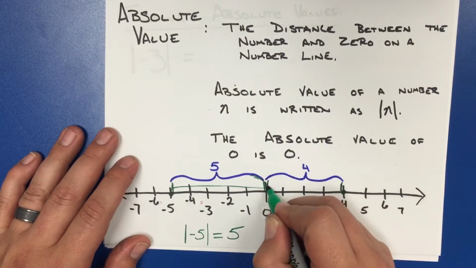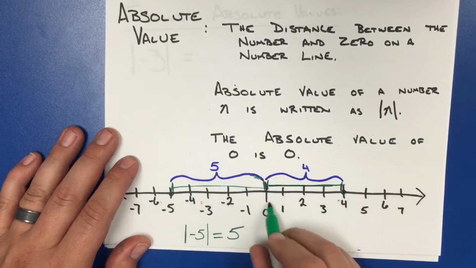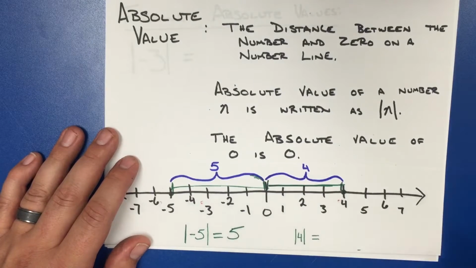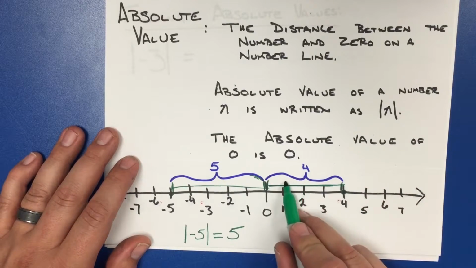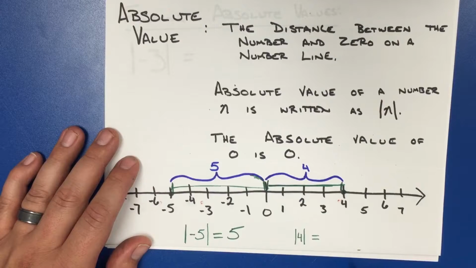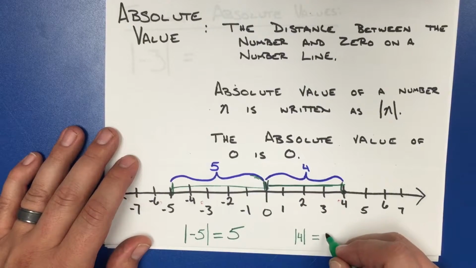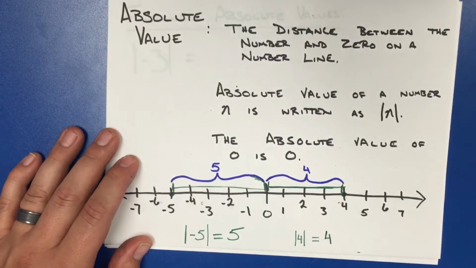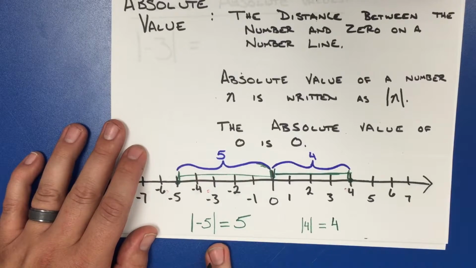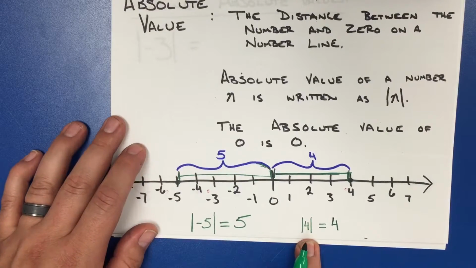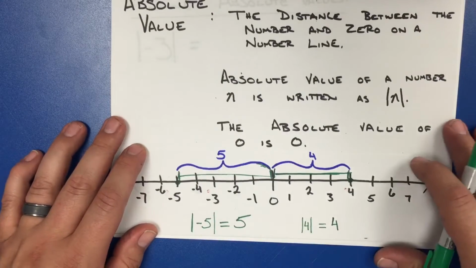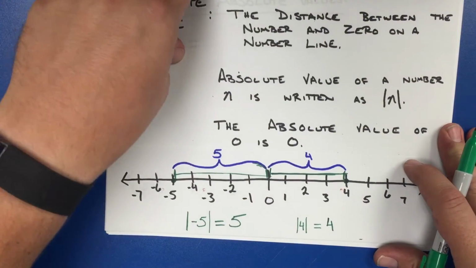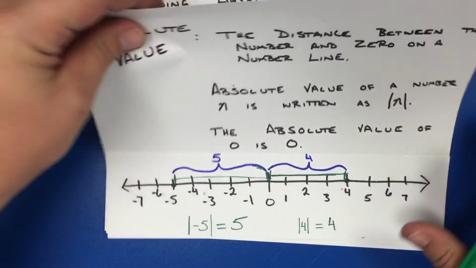So here I go again. I'm trying to just ask, how far is it from 0 to 4, or 4 to 0? I don't care. How many jumps am I going to have to take? And I've got it labeled here again. It's 4 jumps. So the absolute value of +4 is +4. Take a close look at that. The absolute value of -5 is +5. The absolute value of +4 is +4. Absolute value is always positive.